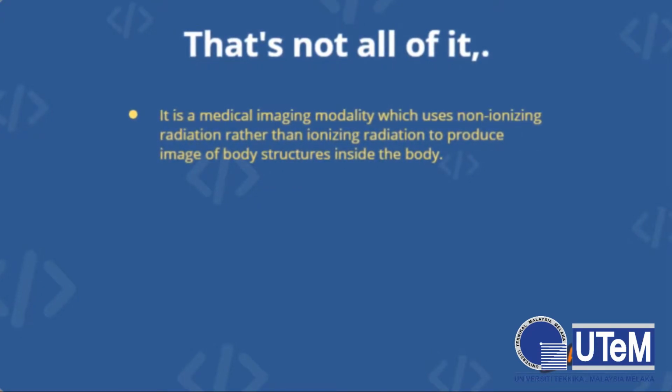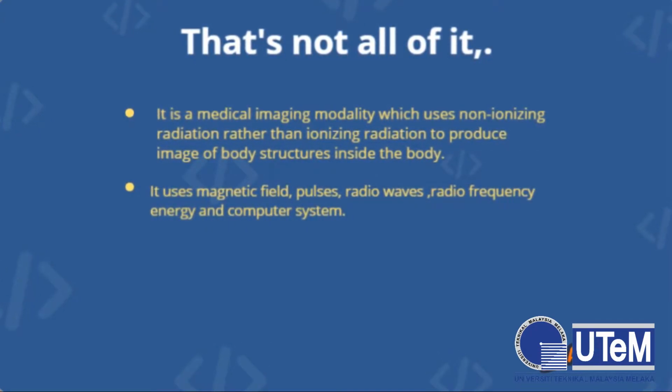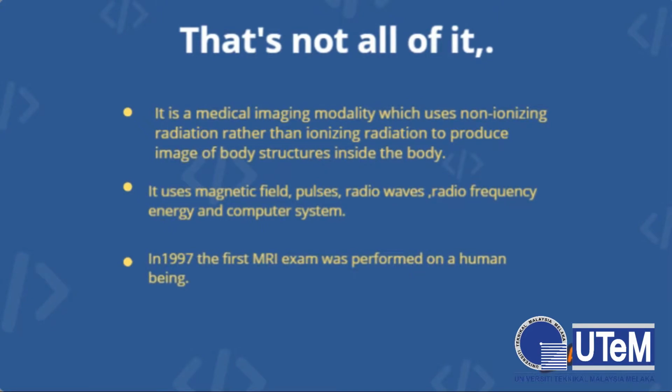That's not all of it. It is a medical imaging modality which uses non-ionizing radiation rather than ionizing radiation to produce images of body structure inside the body. It uses a magnetic field, pulsed radio wave, radio frequency energy, and a computer system. In 1977, the first MRI exam was performed on a human being.